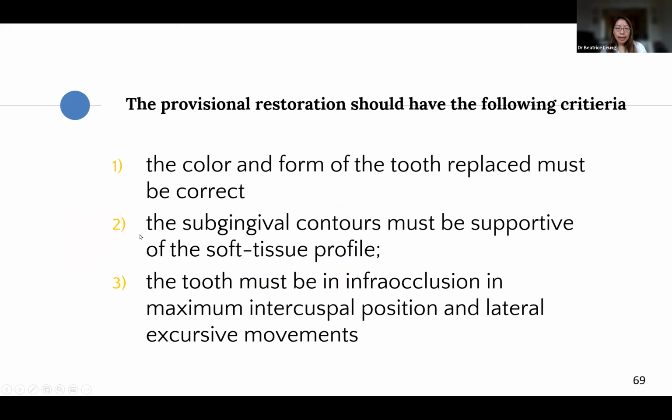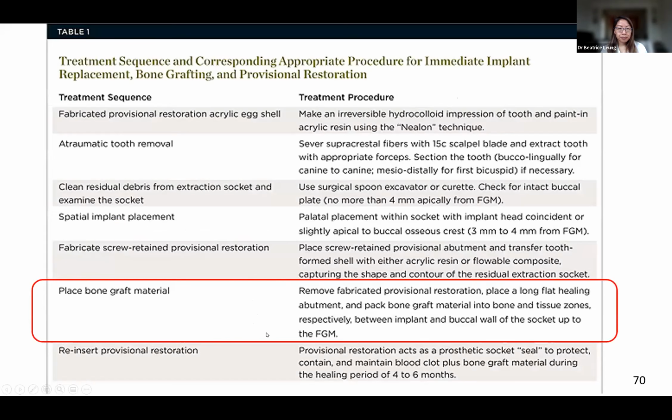At the end of this whole exercise, your provisional restoration should have the tooth in the form that it replaced the tooth. The emergence profile should be supportive of the soft tissue, so it looks like it's supporting the soft tissue and not making it too bulbous or too under contour. The tooth must be in infraocclusion, so it should not be in direct occlusal contact with the adjacent teeth or the opposing occlusion. And that's very important for immediate protocol.